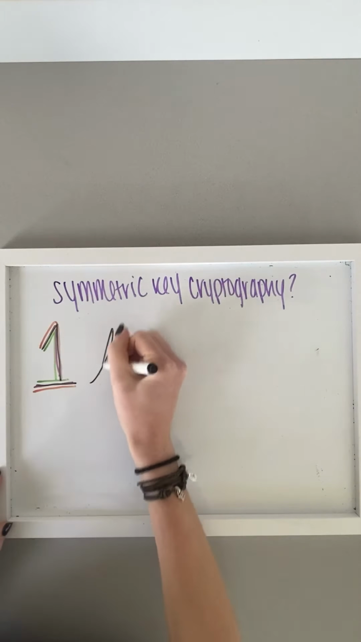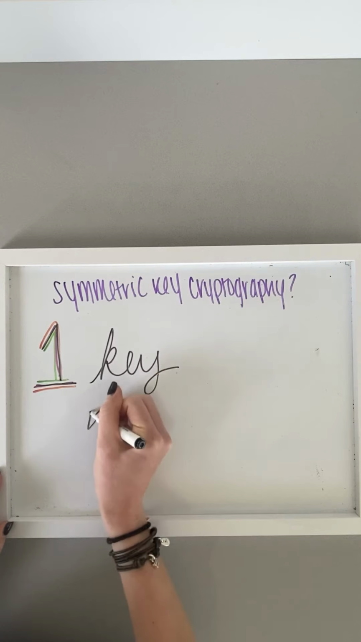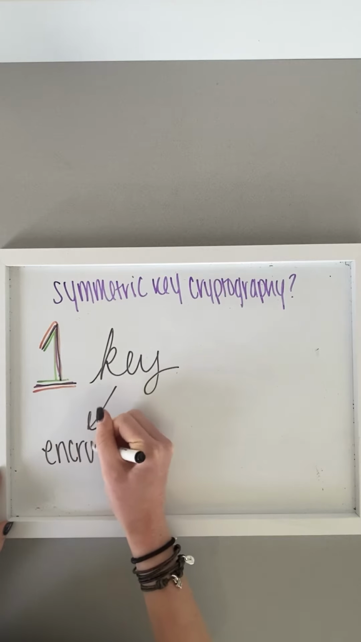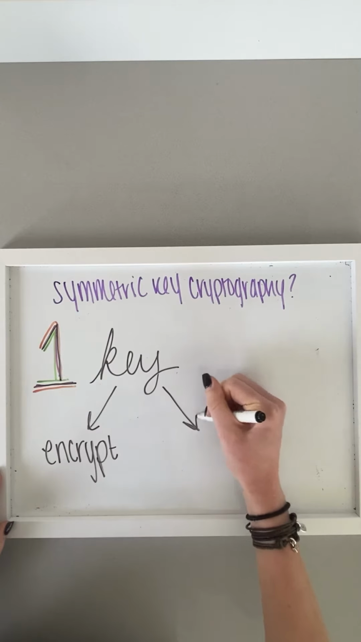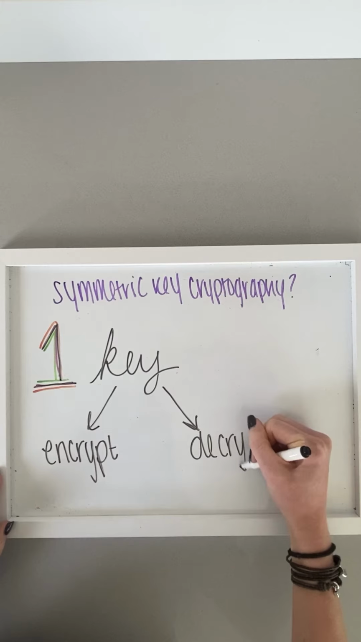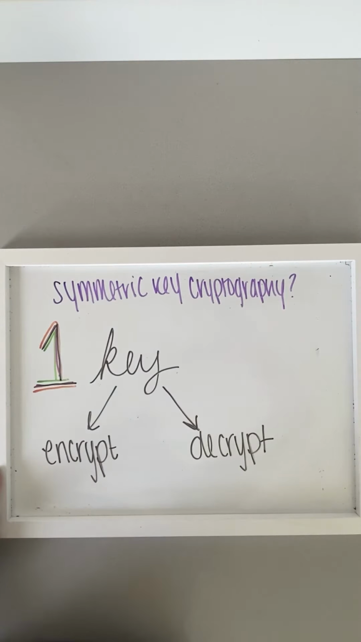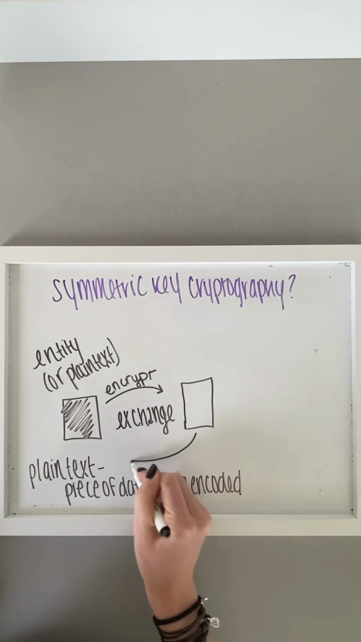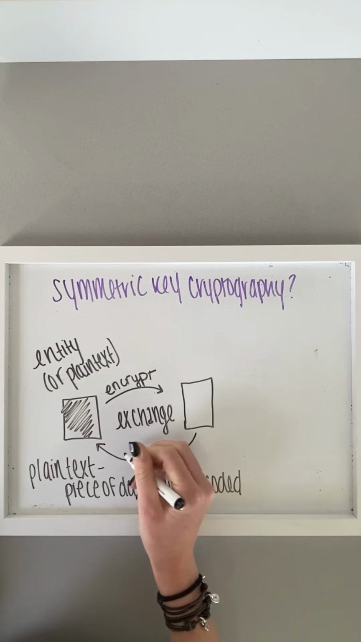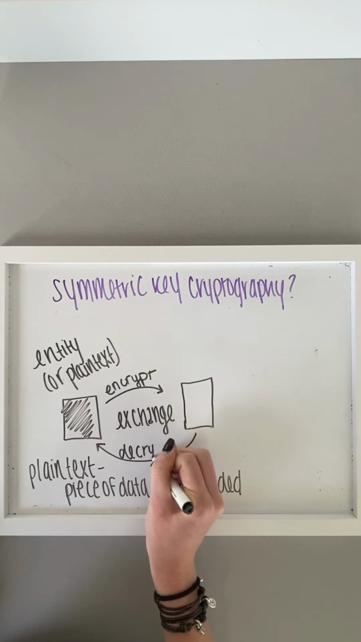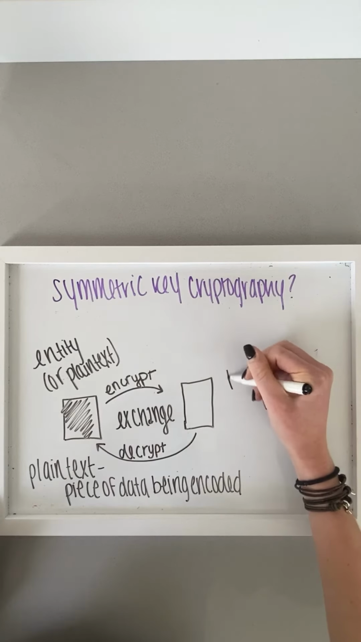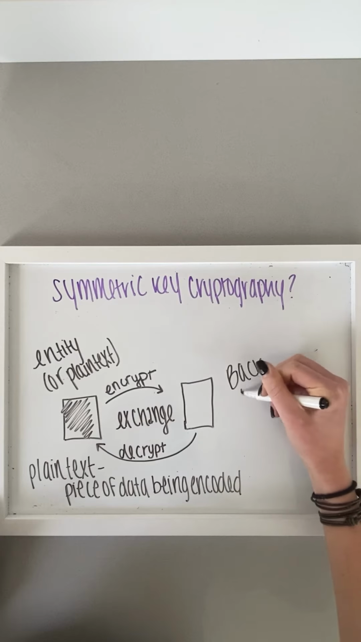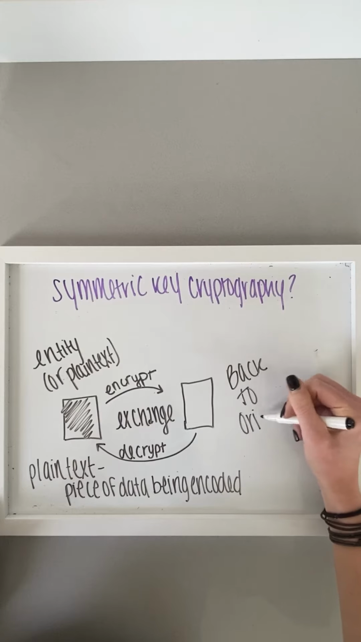So what is symmetric key cryptography? By definition, it is a type of encryption where only one key is used to both encrypt and decrypt electronic information. So to get an idea, here you have your entity or plain text, which is the piece of data being encoded. And it is being exchanged, and after the encryption, it is used in the decryption process to get it back to its original form.